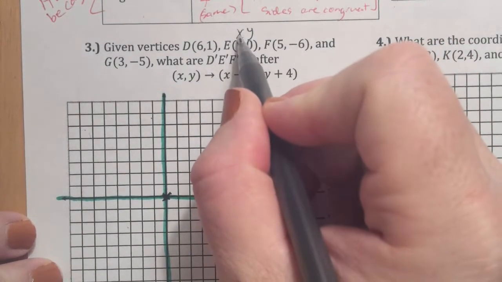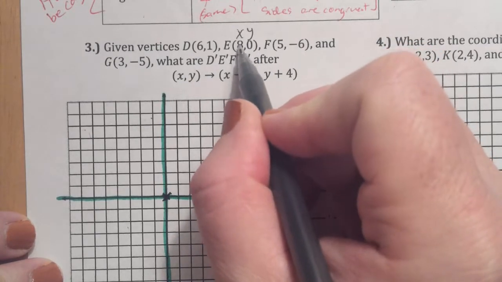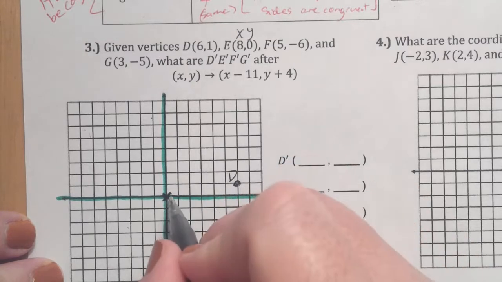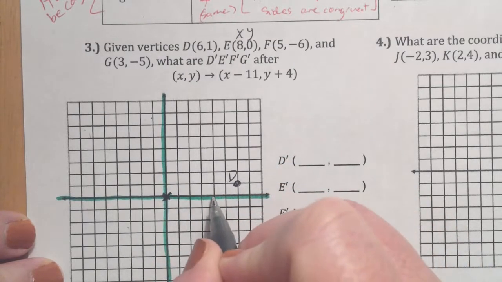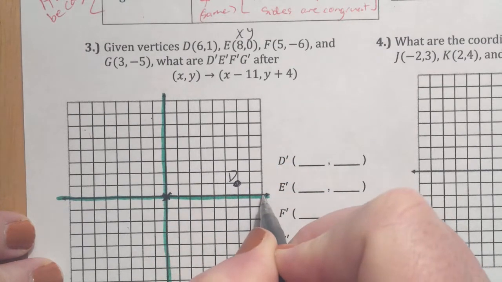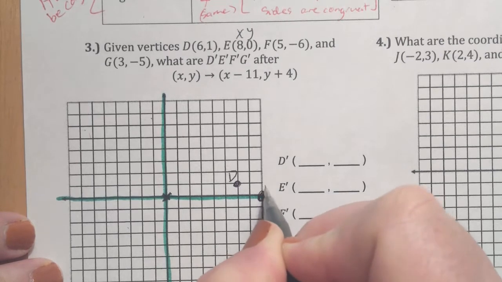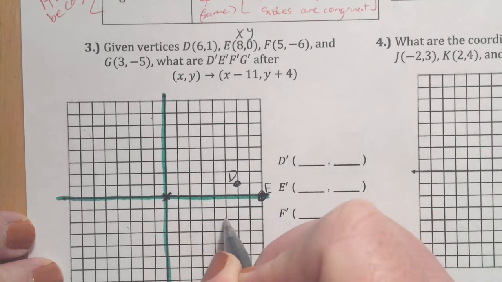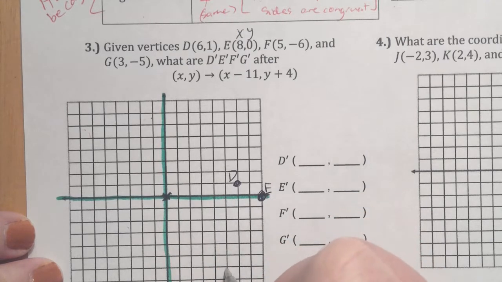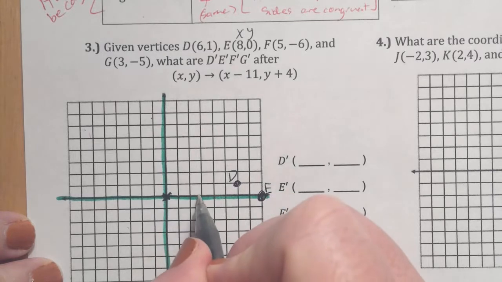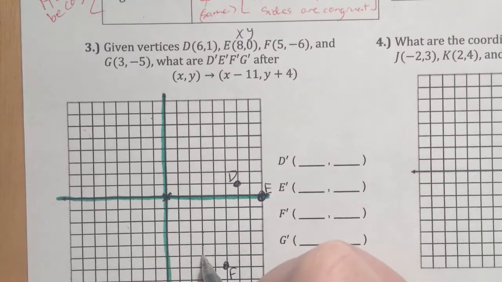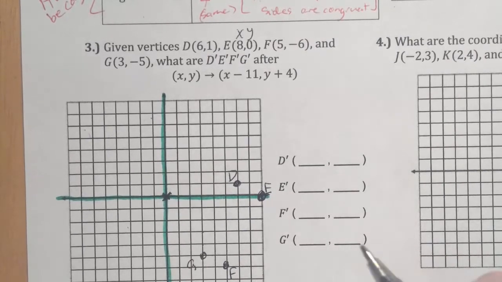So x, y, that means it's going to be the numbers with the x, so it's going to be on the x axis. So 1, 2, 3, 4, 5, 6, 7, 8, comma 0, so there is the letter E. 1, 2, 3, 4, 5, 1, 2, 3, 4, 5, 6 down. So that's F. And then 1, 2, 3, and then down 1, 2, 3, 4, 5. Okay, and that's our G.